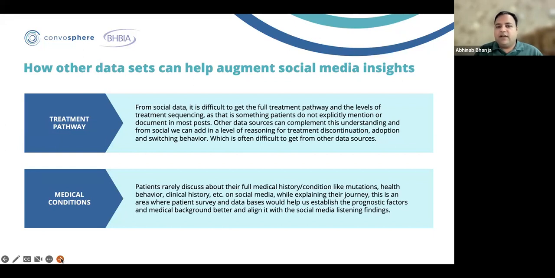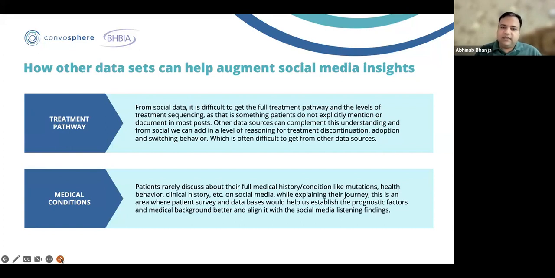And on top of that, from social, we can provide the reasoning behind it. For example, the reasons for discontinuation, or the reasons for adoption or switching behavior. This is something which is difficult to get from other sources. So we can augment the data from social and the other sources and provide a better journey as well as the reasoning behind it.